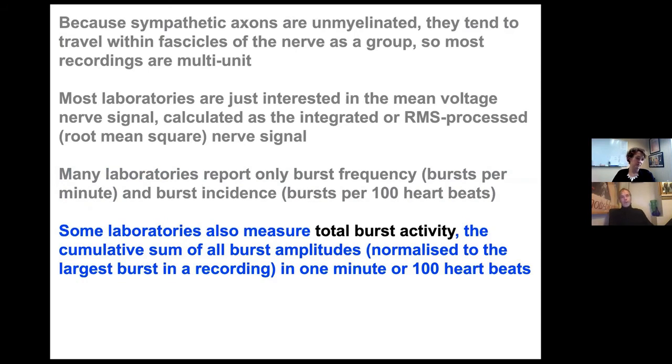It's important to recognize that absolute amplitude is largely meaningless in terms of microvolts because that is determined by the proximity of the microelectrode tip to the active axons. So if you're close, you get a large signal. If you're far away, you'll get a small signal.